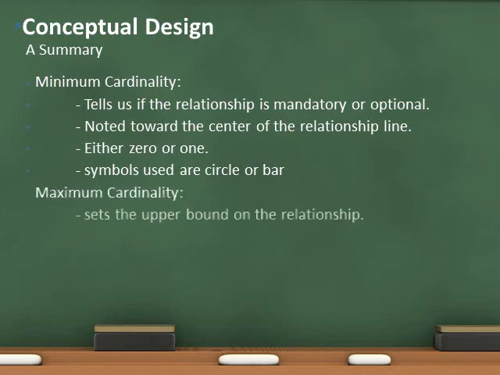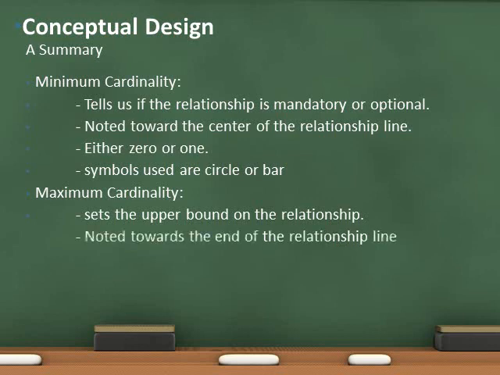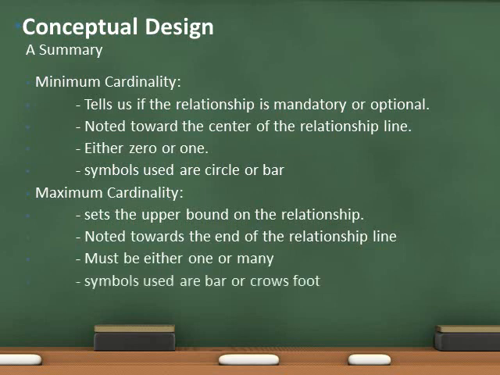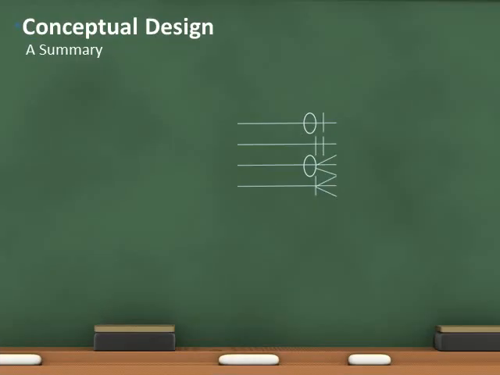Maximum cardinality sets the upper bound on a relationship. It is noted towards the end of the relationship line. It may be either one or many. Symbols used are bar for one or crow's foot for many. The next slide will show you what these symbols look like.